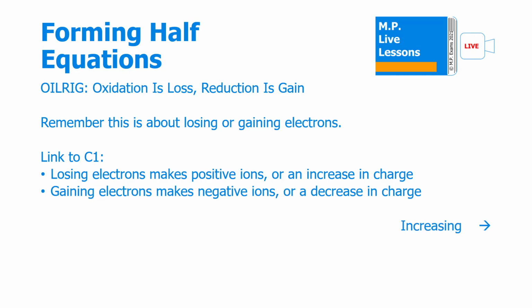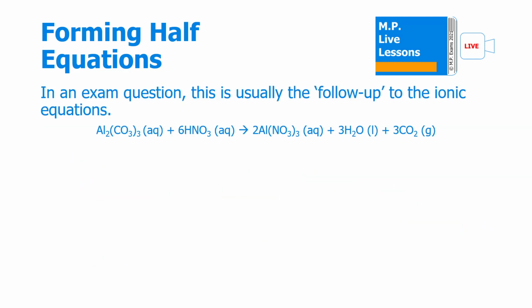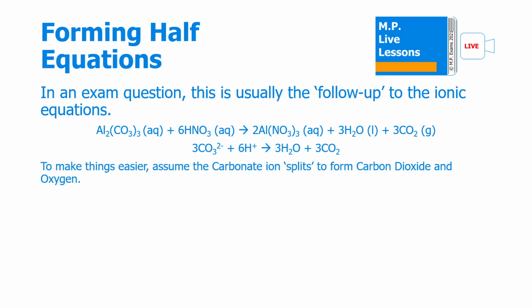So here's what I mean by this. If something is increasing in charge, it can go from 0 to positive, or neutral to positive, or even negative to neutral. This is still increasing. But don't worry if you get this. So for example, I had the ionic equation formed from the task we just did. Now, we're going to write the half equations for these. So to make things easier, assume that the carbonate ion splits to form carbon dioxide and oxygen.